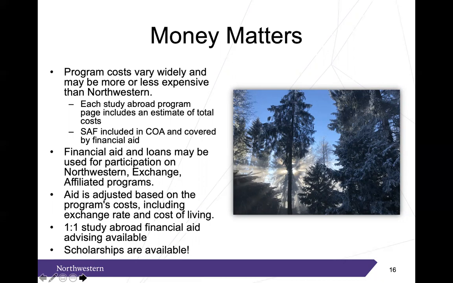It's important to know that financial aid and loans may be used for participation in Northwestern exchanges and affiliated programs. Remember that aid is adjusted based on the program's cost, including exchange rate and cost of living. We offer one-on-one study abroad financial aid advising, and you can make that appointment using our scheduling system on our website. We also have a variety of scholarships available, which are also posted on our website.